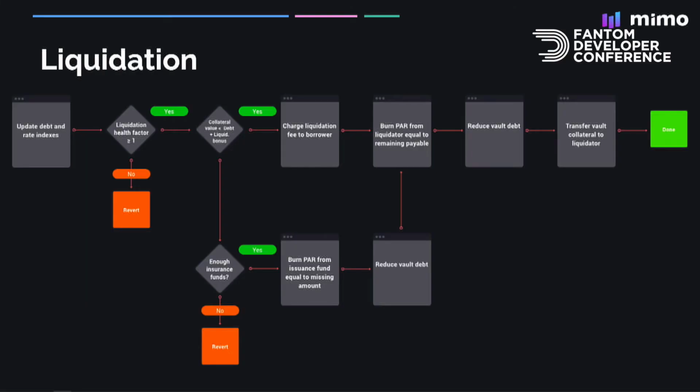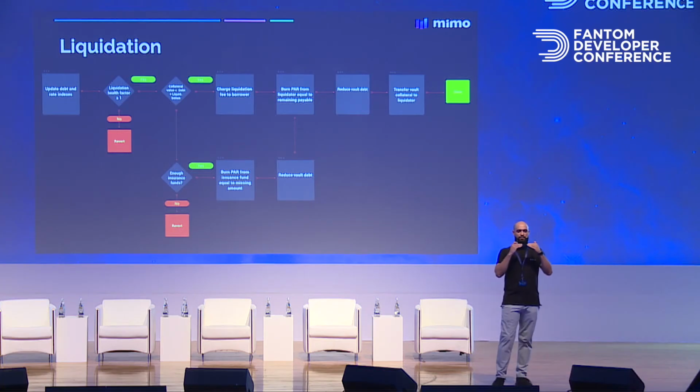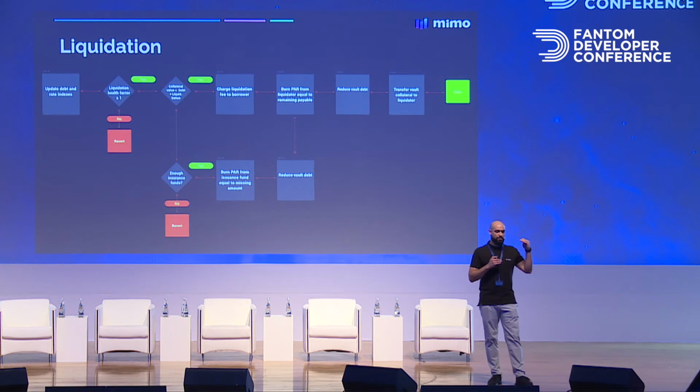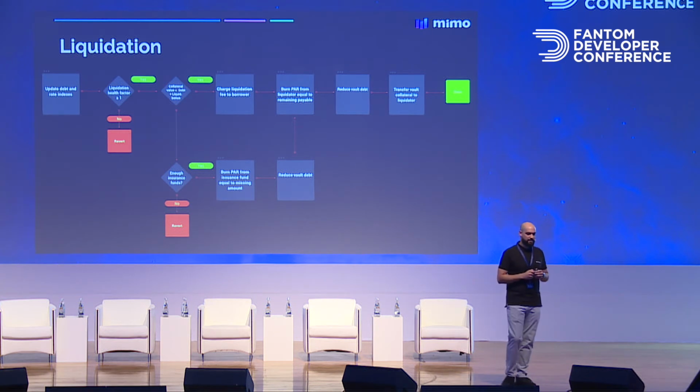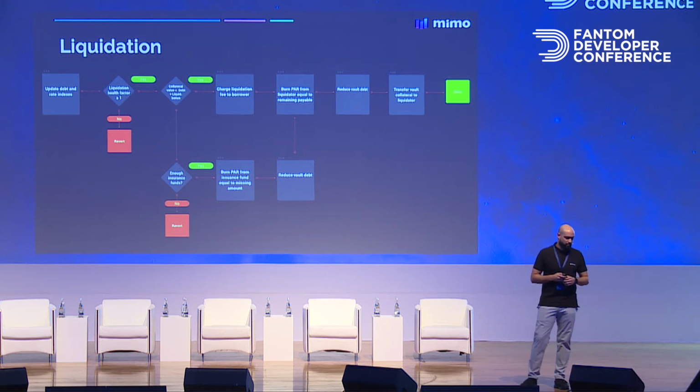And what does this insurance fund do is simpler. It's supposed to burn the missing PAR from the liquidation. So we burn some PAR, and after that, we go to the same price, the same level of balance between the collateral and the debt, and at this time, we can let the flow continue with the normal path.